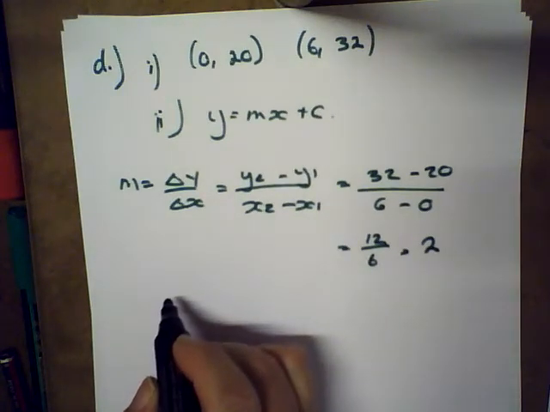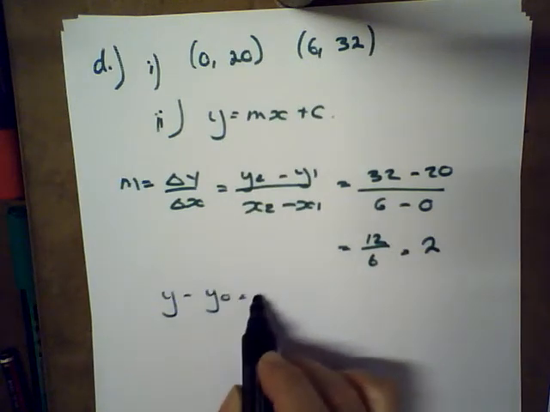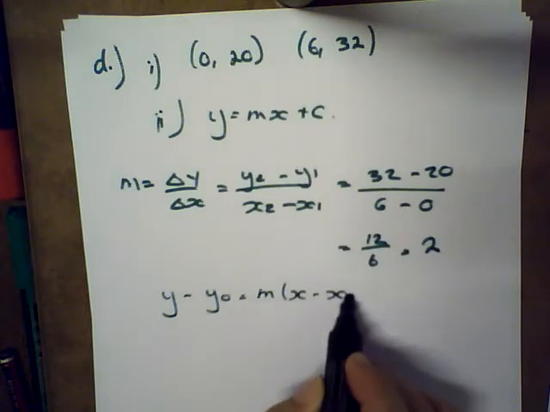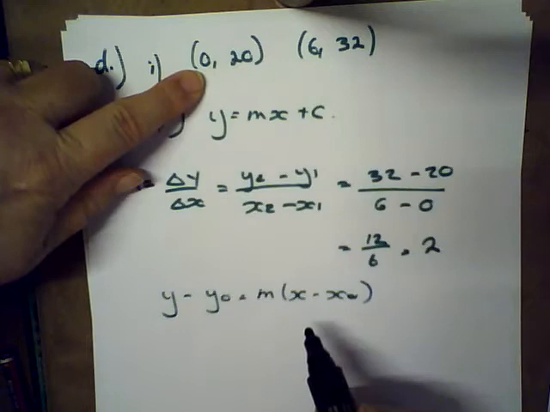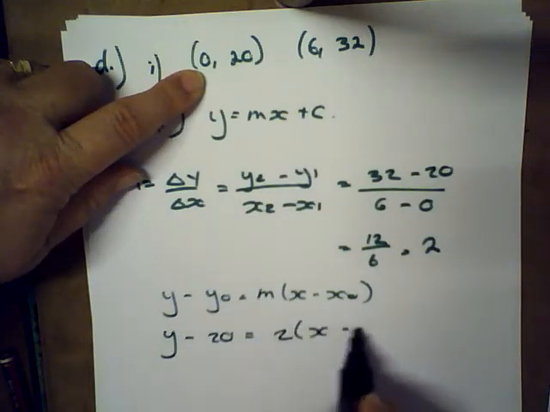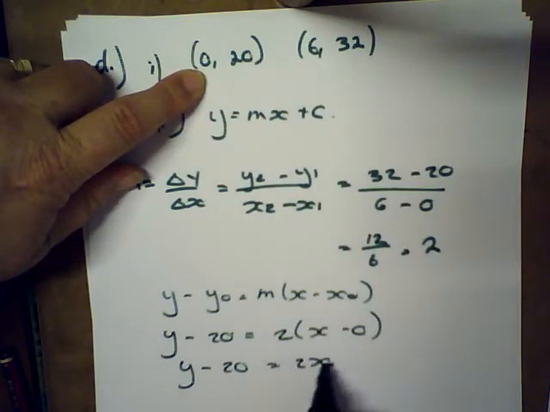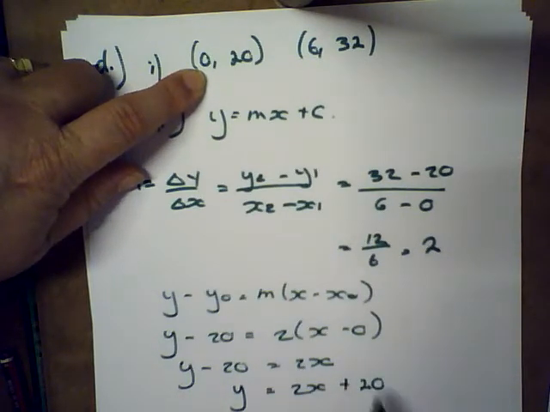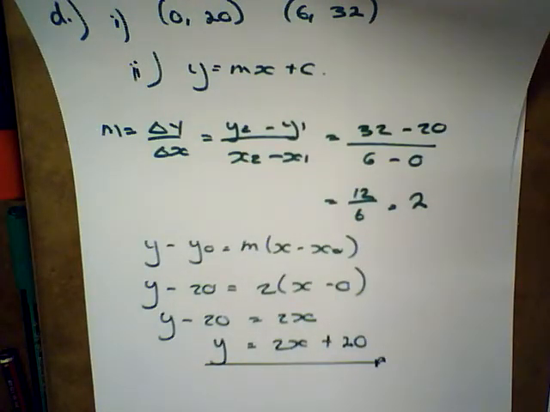Okay, now I know that I have a formula y minus y0 equals m(x minus x0). I can use any one of those points. I'm just going to select the easiest one there. So y minus 20 equals 2(x minus 0). That would give me y minus 20 equals 2x. I add 20 on both sides, so y equals 2x plus 20. Okay, and that's the answer for that question. Good, let's go on to the next one.